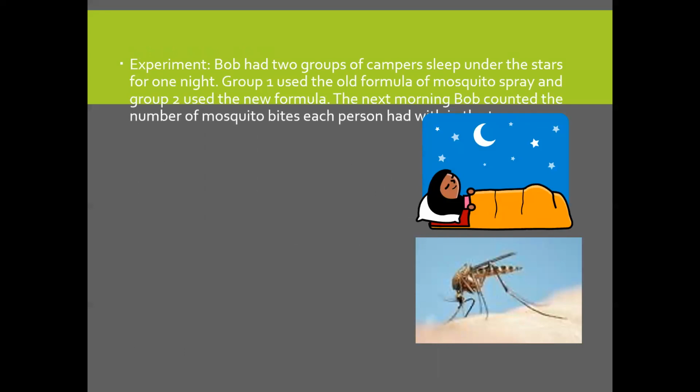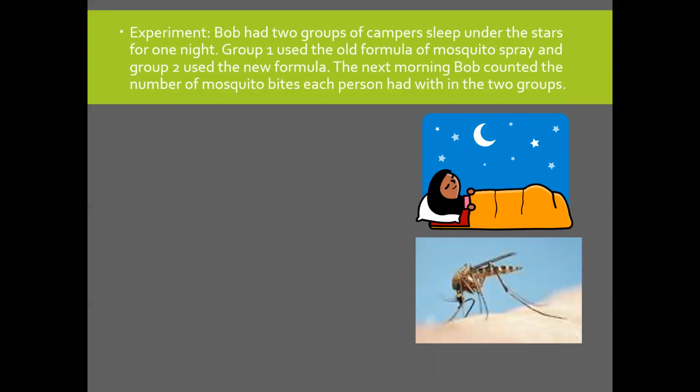Well, here's how he set it up. He has two groups of campers. They're going to sleep under the stars for one night. Group 1 uses the old formula of mosquito spray, and group 2 uses the new formula. The next morning, Bob counted the number of mosquito bites. It's measurable, right? On each person that he had in the two groups.